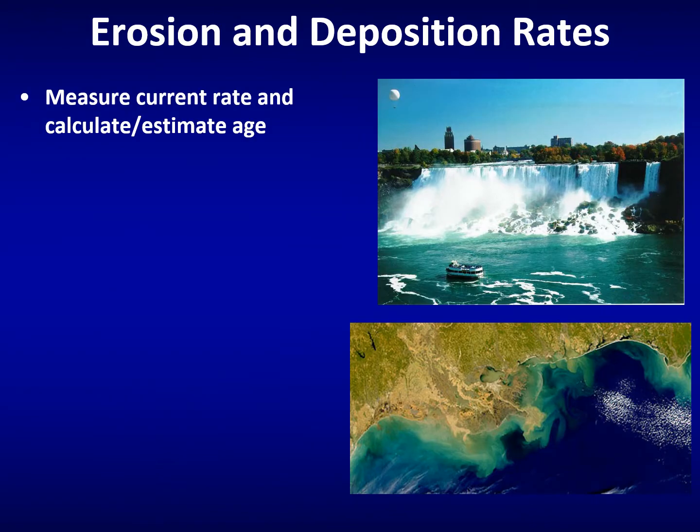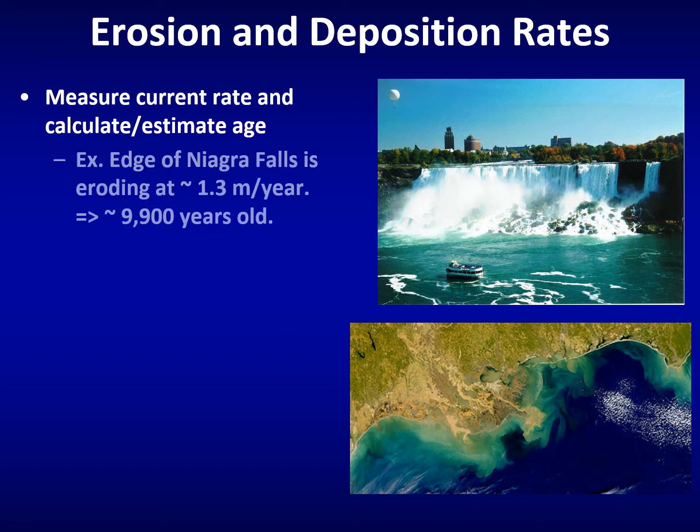One way to find the absolute age of a rock is by measuring the rates of erosion and deposition. If you look at Niagara Falls, for example, on average, it erodes about 1.3 meters per year, and given its current position and projected starting point, we would find that Niagara Falls is almost 10,000 years old.